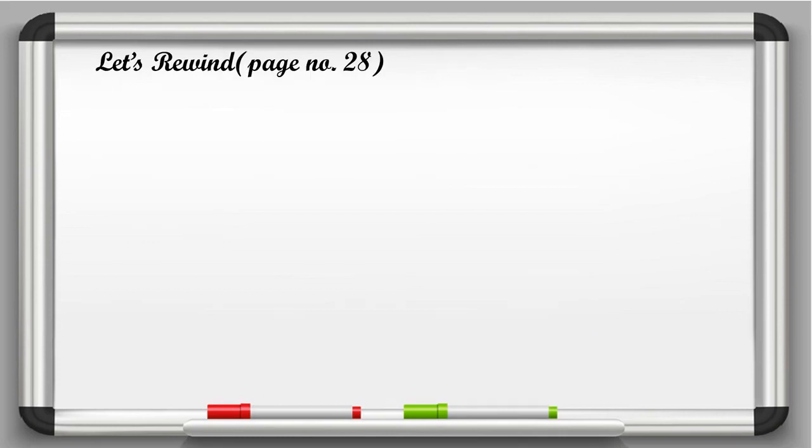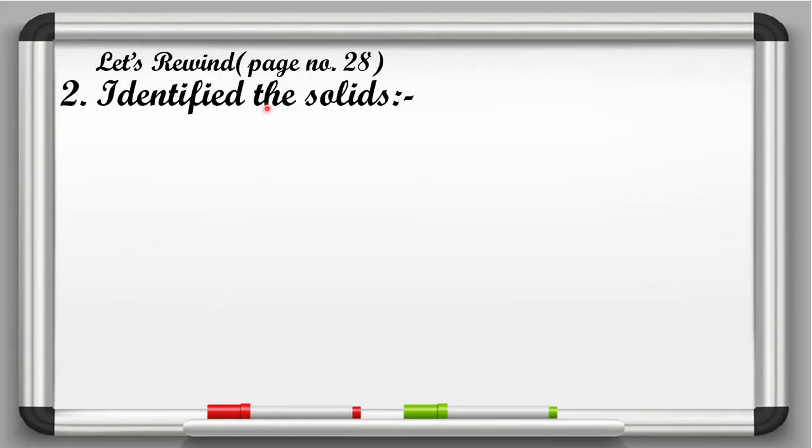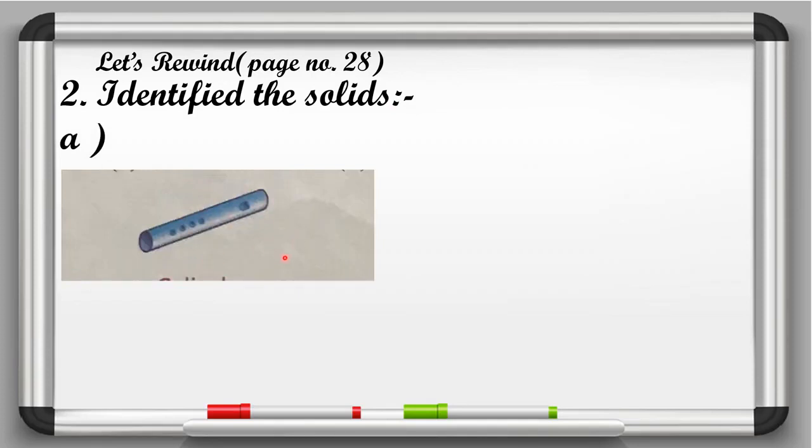Understood, beta? Now question number 2, identify the solids. Now we will learn about solids. Okay, so here in A part, this figure is given, beta. We have to tell which solid shape is this. Okay, so what is this object, beta? That is flute, bansuri. Okay, now what is the shape of this flute, beta? That is cylinder shape, because we have to write the solid shape of it. So here we will write the spelling of cylinder, C-Y-L-I-N-D-E-R, cylinder.